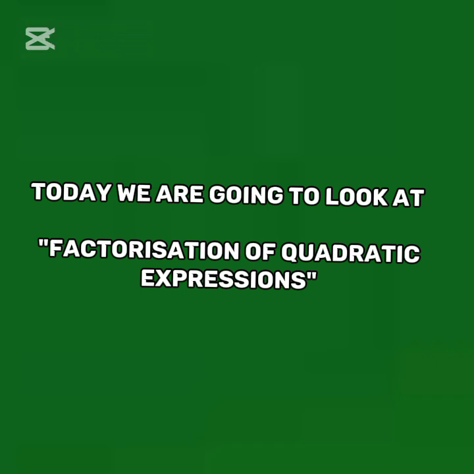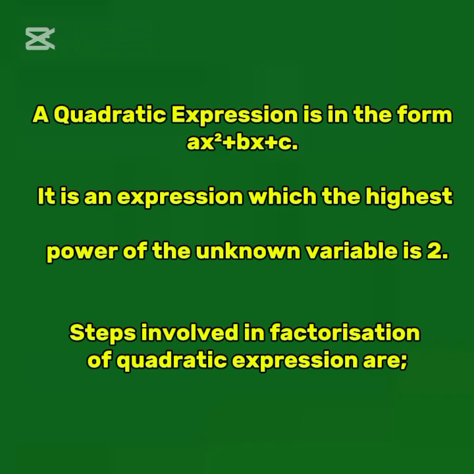Today we're going to look at factorization of quadratic expressions. A quadratic expression is in the form ax squared plus bx plus c. It is an expression where the highest power of the unknown variable is 2. The highest power of the unknown variable here, x, is 2. So that's a quadratic expression. It's not an equation, as there is no equal sign there. So let's look at the steps involved.